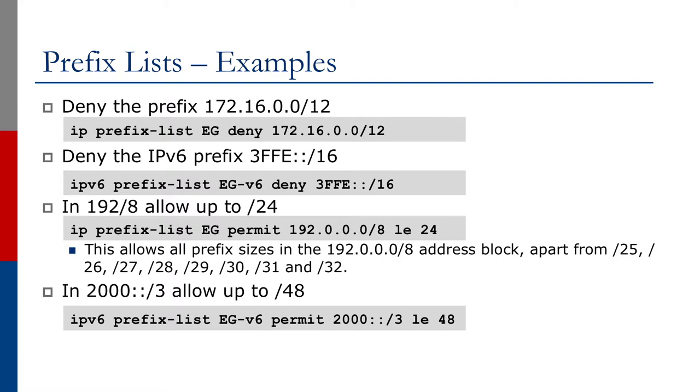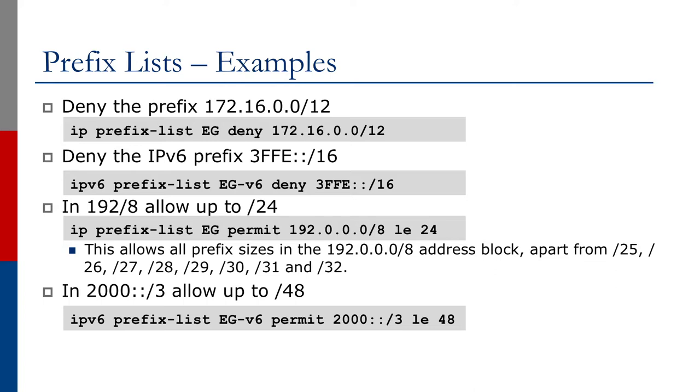So back to Cisco, if you want to deny a /12, we've already seen this. It's prefix-list eg-deny 172.16.0.0/12. In the second example, you also want to deny the /16 in IPv6. But the third example shows a more typical use case. You do not want to deny just that particular subnet, but you want to match more than the subnet that you've specified. So in this case, we have ip prefix-list EG.